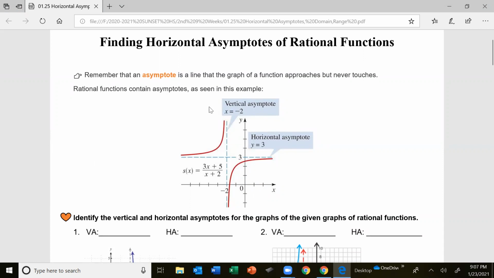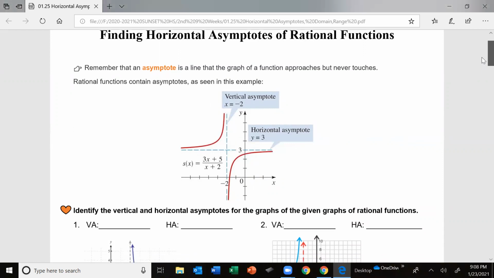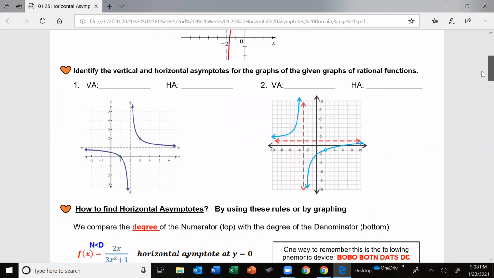Rational functions contain asymptotes. So in this example, you can see the vertical asymptote goes up and down like this, at x equals -2. Horizontal asymptote, on the other hand, is the one that goes sideways. And you can also see right here a line that your graph gets very, very close to but never touches, or crosses. So in this example below, we are going to identify the vertical asymptote and the horizontal asymptote.